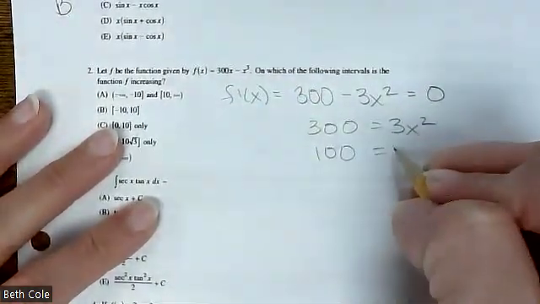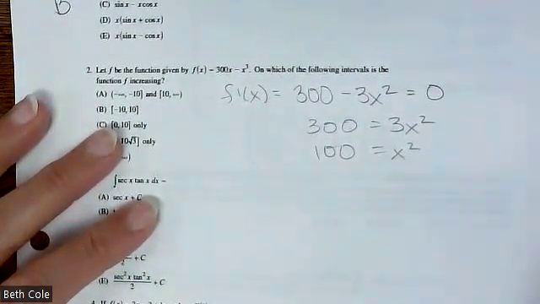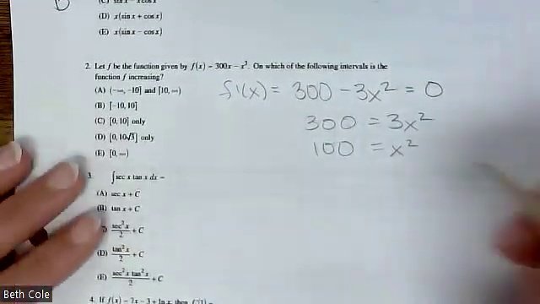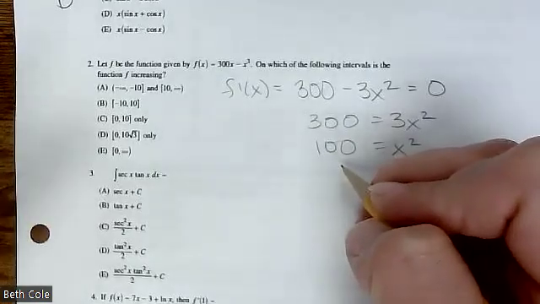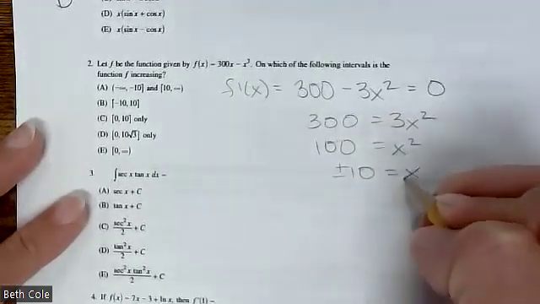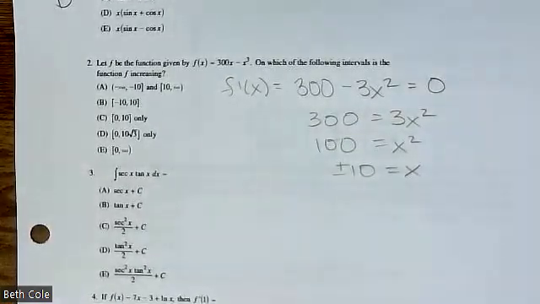Divide by 3 will give you 100. And then what? Yep, square root. Square root of 100 is plus or minus 10. Now that actually allows you to really narrow down your choices. You only want ones that have a plus or a minus 10, so we can actually get rid of a fair few of them. What can we get rid of?